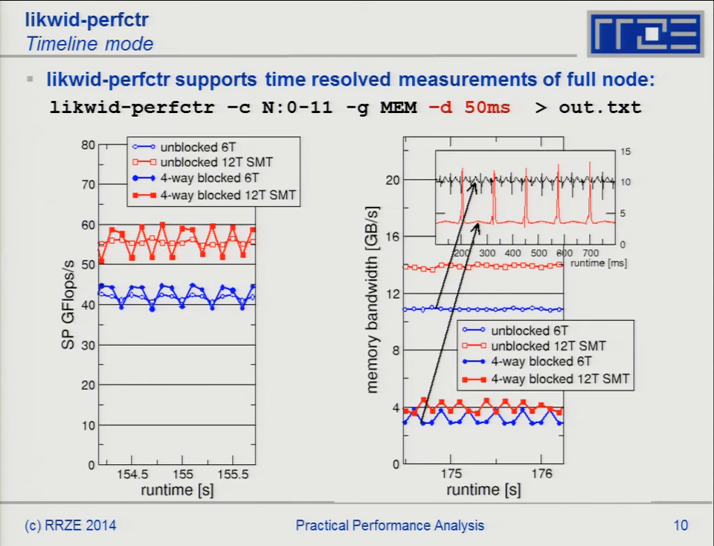tool. So these are graphics from this tool. For example, we see here the single precision gigaflops for four different code versions versus runtime. And on the right-hand side, we see the memory bandwidth in gigabytes per second versus runtime for those four versions. And you can even zoom in. Probably the shortest time interval you should use here is of the order of 5 to 10 milliseconds. There is some overhead connected to that. So if you go below a couple of milliseconds, then you will have distorted measurements. You shouldn't do that.